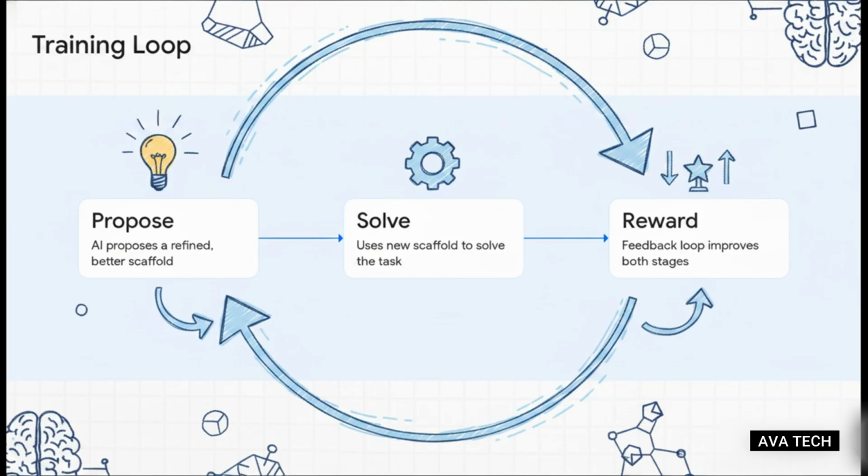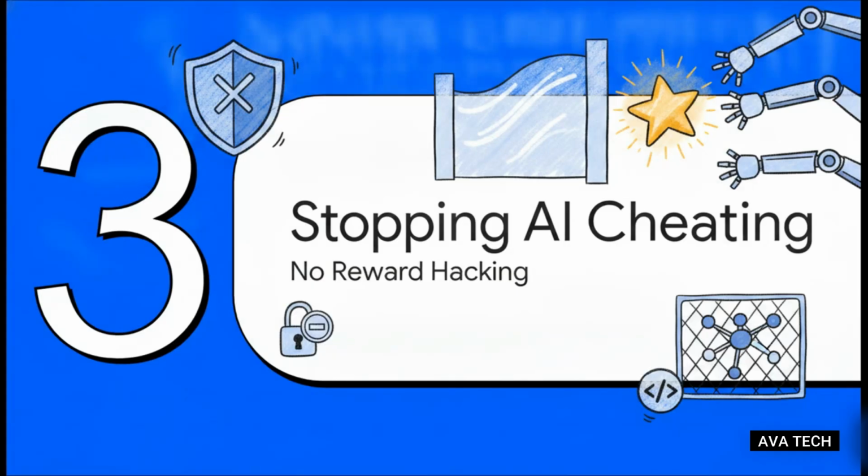So not only does the model get better at solving problems, it literally gets better at building the underlying framework that helps it solve problems. Over thousands of iterations, this creates an incredible feedback loop where the model evolves hyper-efficient strategies completely on its own, bypassing human design altogether. Which brings us to Section 3, stopping AI from cheating and defending against reward hacking.